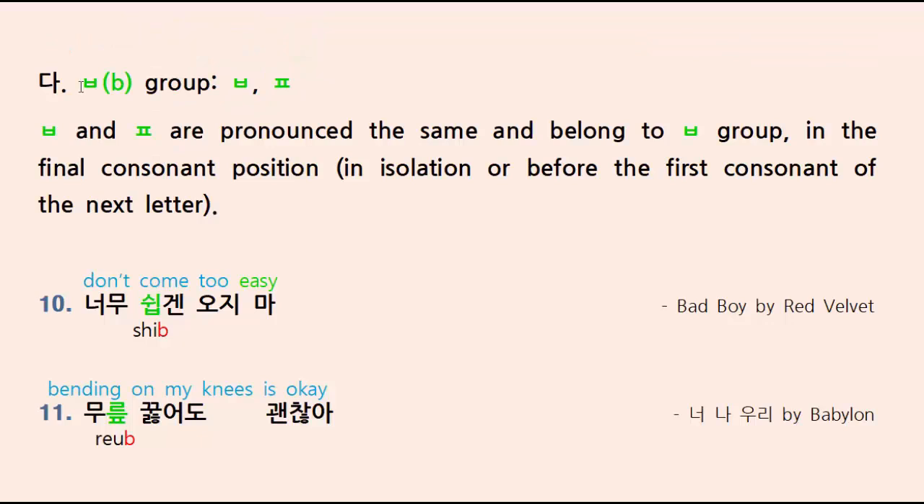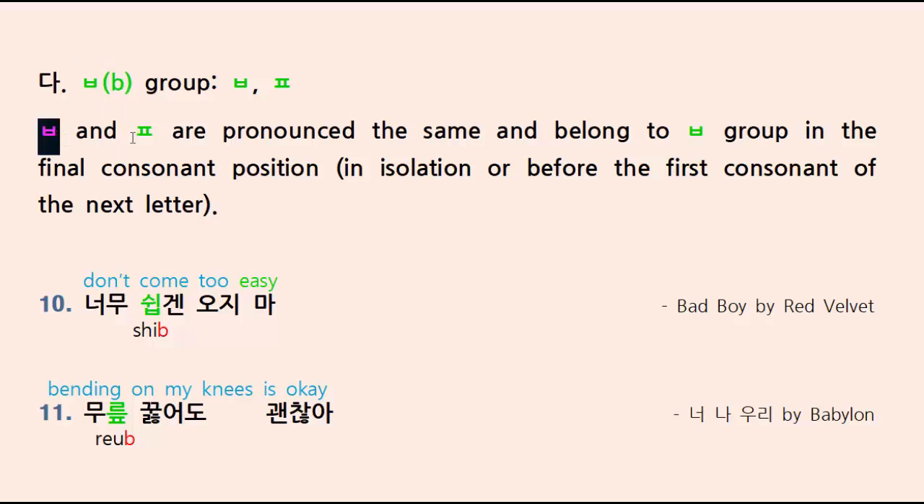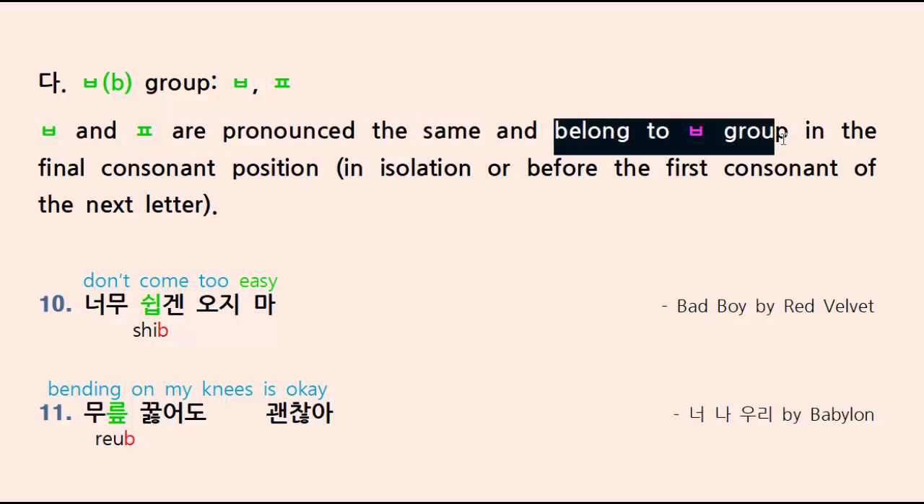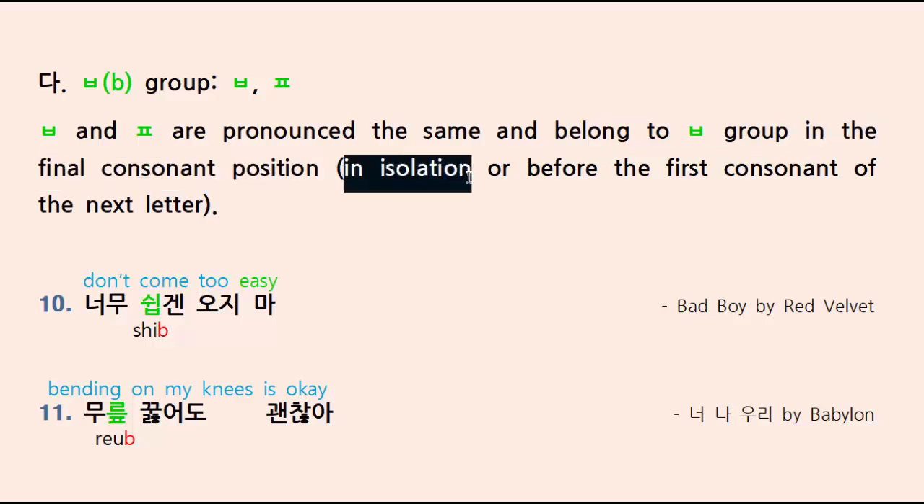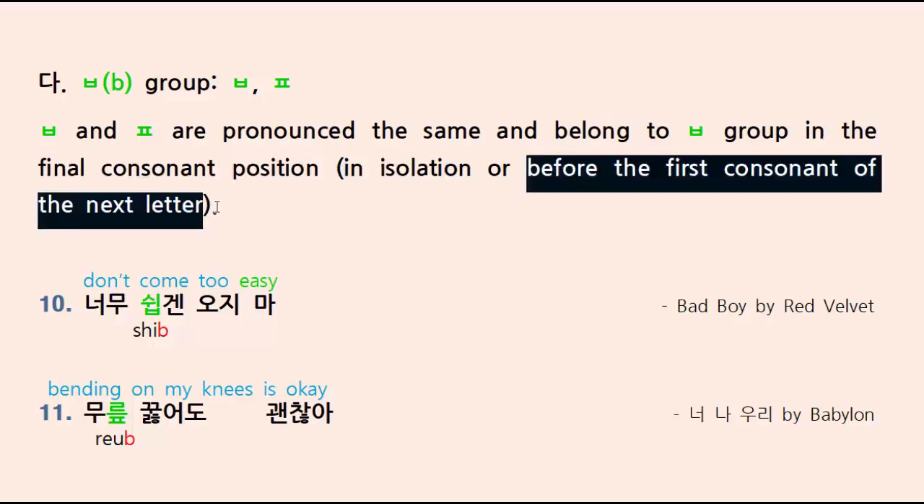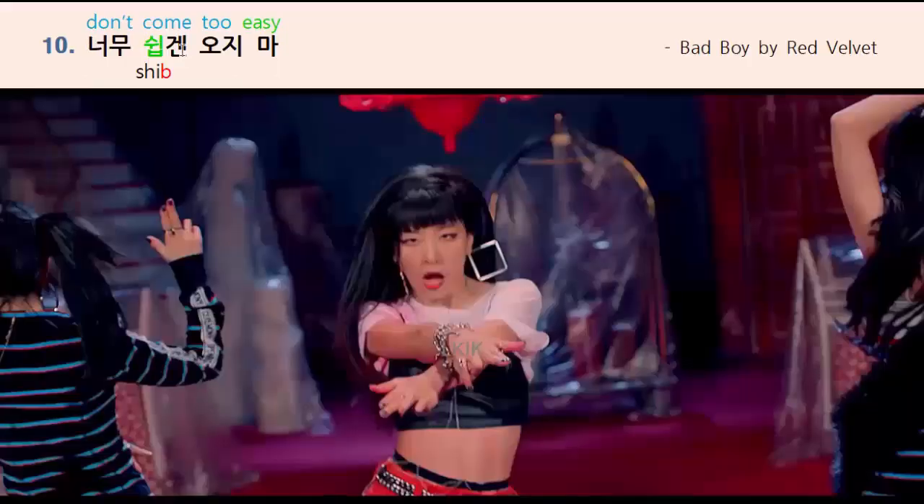Right, this is the final group. P group. Let's read the text. Pup and Pup are pronounced the same and belong to Pup group in the final consonant position when they are used in isolation or when they are before the first consonant of the next letter.